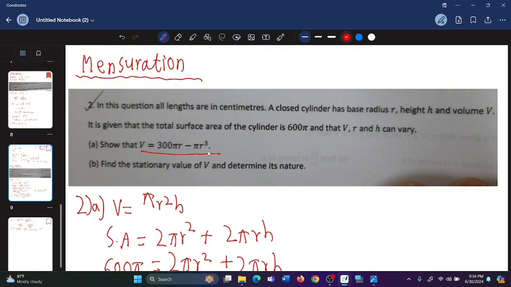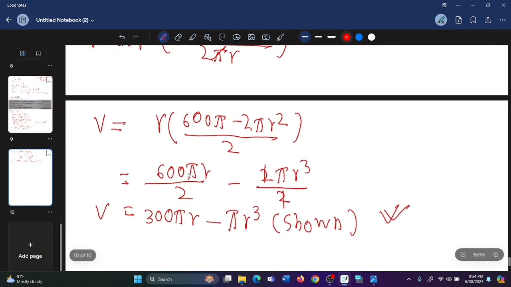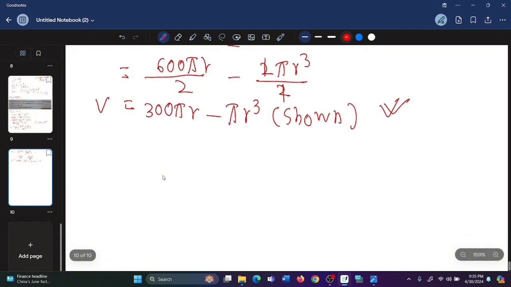So in this case, first we need to find the value of r at which the volume has a stationary value. Then we need to substitute that value of r into the volume equation to get the stationary value of V. Afterwards, we need to determine its nature. We'll do it afterwards. First, let's do the first part. So we have the equation of V here.